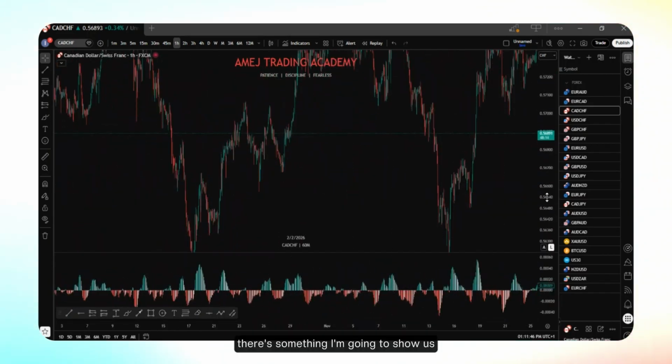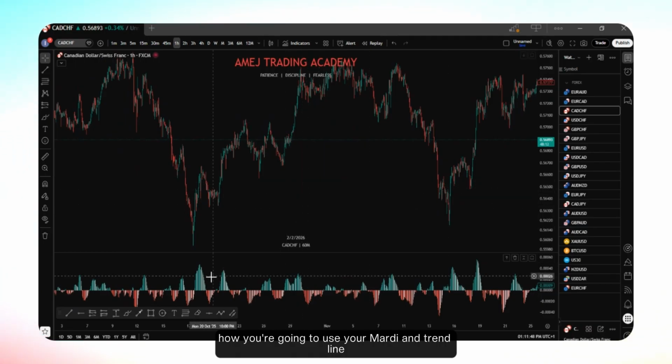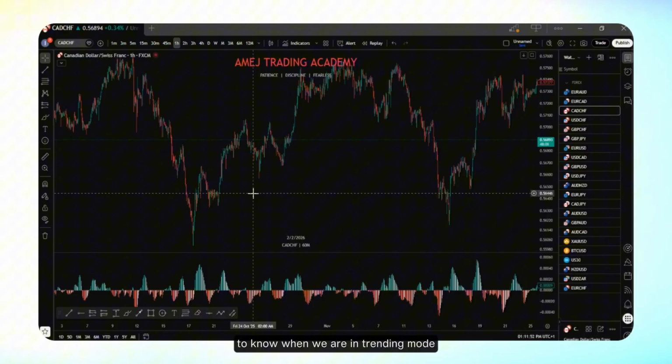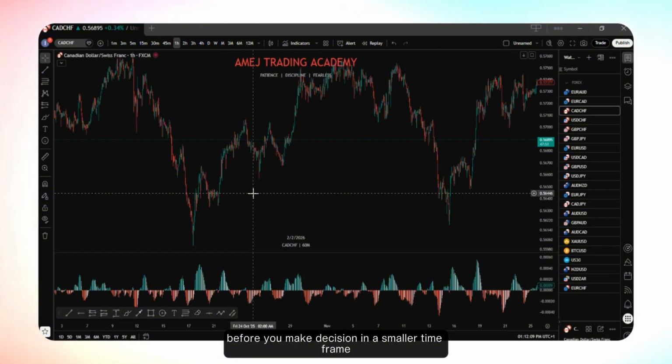there's something I'm going to show you: how you are going to use your MACD and trend line to know when we are in trending mode. I'm only showing you the trend line at first, how you can draw it, how you observe what market is doing in a bigger time frame before you make a decision in a smaller time frame.